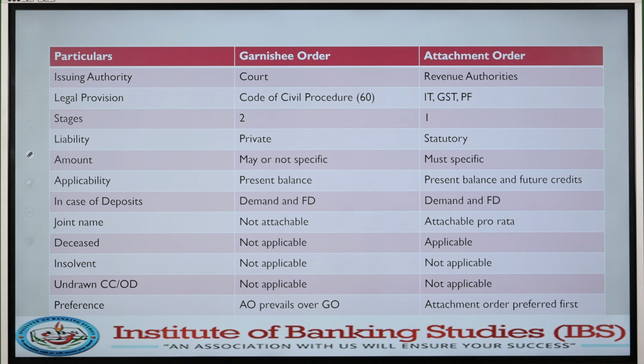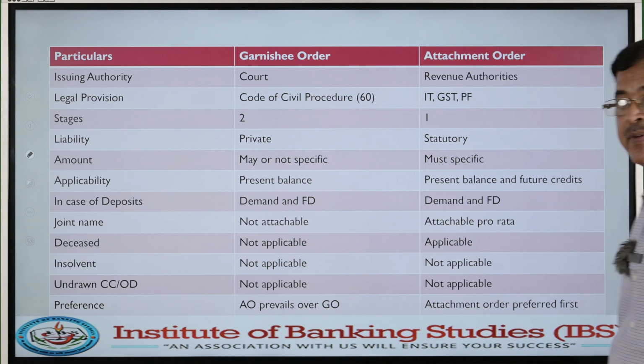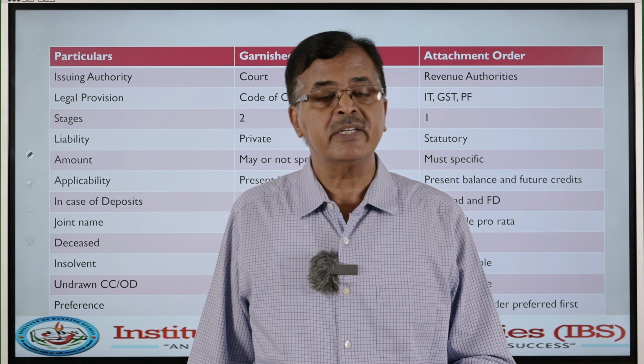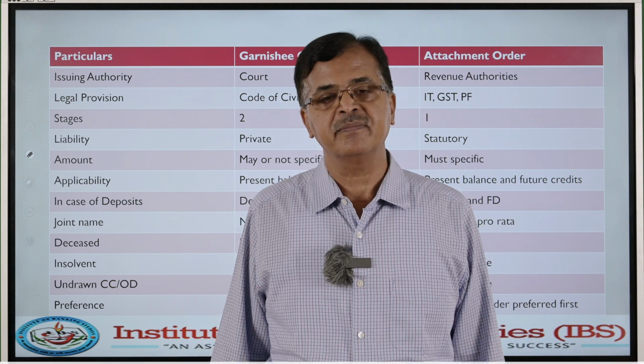When we talk about preference, a garnishee order will get second preference, whereas an attachment order will get first preference. The attachment order prevails over the garnishee order because an attachment order deals with statutory liability, whereas a garnishee order deals with private liability. So this is a comparative study between the garnishee order and the attachment order.